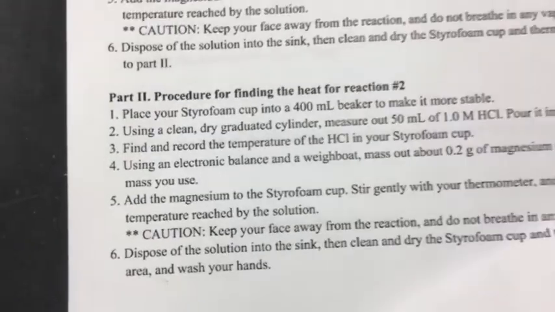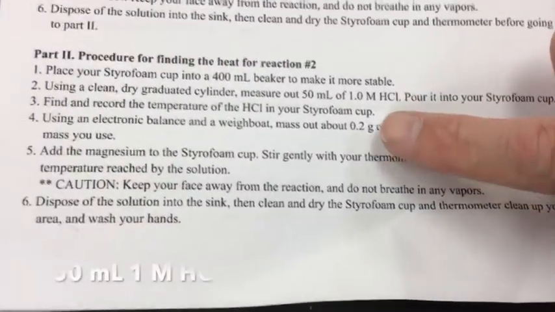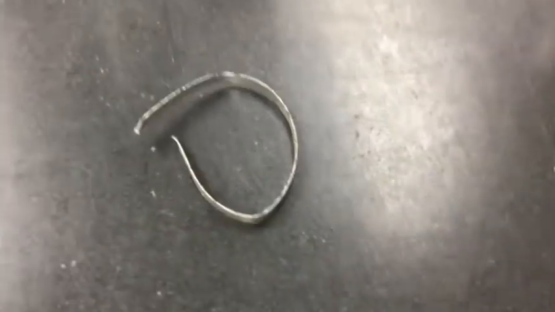Now, in order to do that, according to the information here, we're going to start with 50 milliliters of the 1 molar hydrochloric acid and put in 0.2 grams of magnesium. I have both of those things all set and ready to go here. That is 0.2 grams of magnesium ribbon, and that is 50 milliliters of our hydrochloric acid.